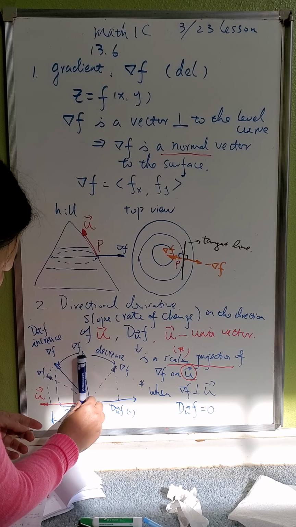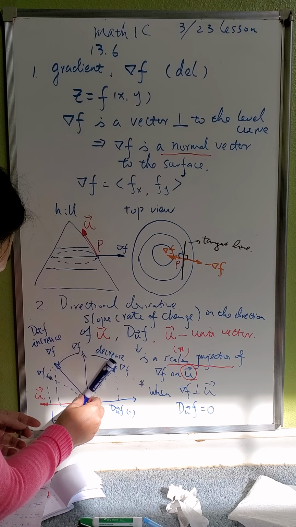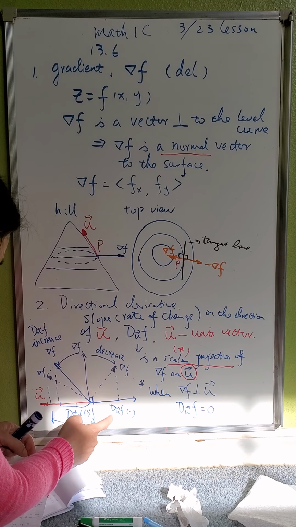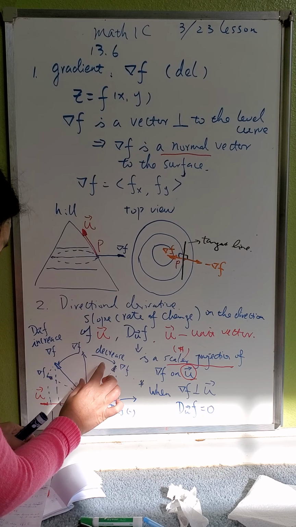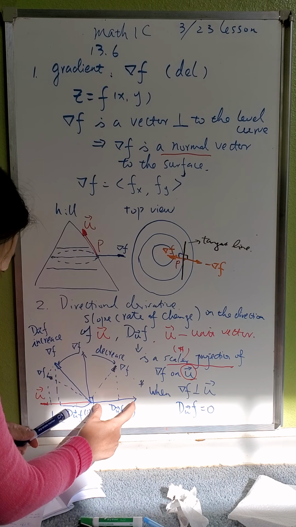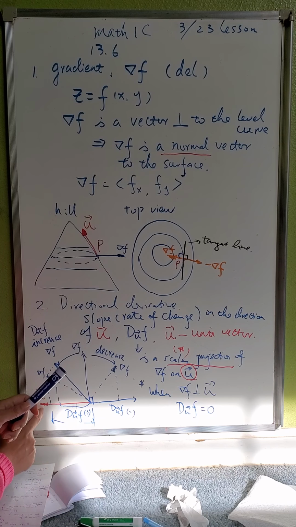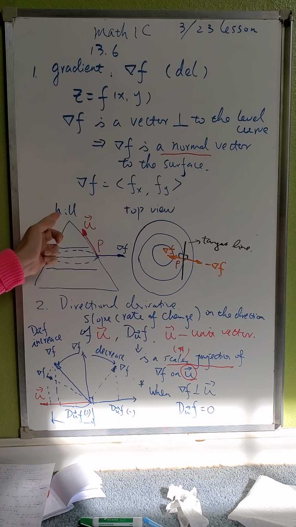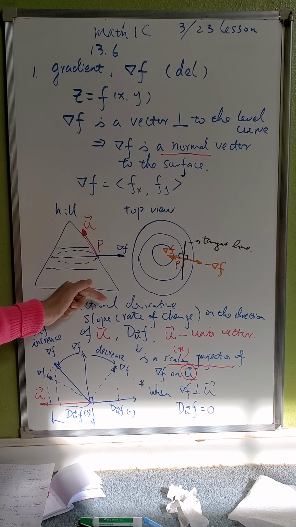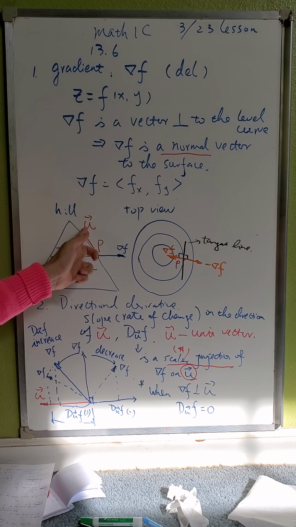Now, if I rotate to the other side, look at what happens. When I rotate to the other side, my D_u f is negative, so your slope starts to decrease. When you are opposite to u, you decrease the most. So for my u here, when I go up here, I'm in the same direction, so the slope is the maximum change. You can see it's very steep going up. But when I go back down the hill, I'm opposite of u.